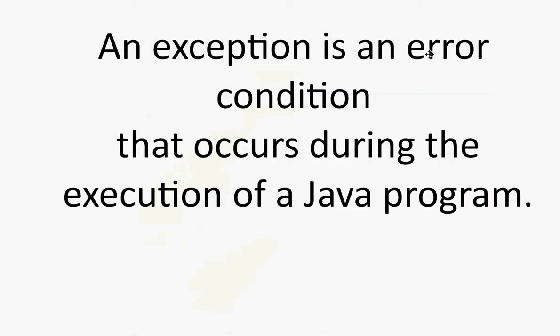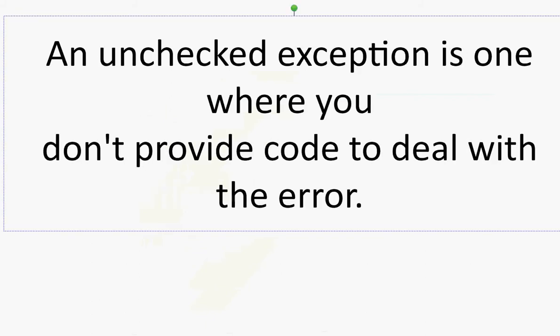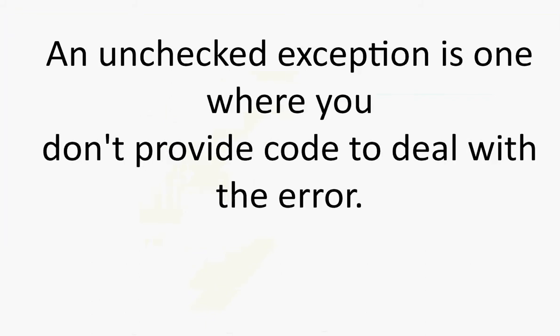So an exception is going to be an error condition that occurs during the execution of a Java program. An unchecked exception is going to be one where you didn't provide code to deal with the error. Exceptions like that are automatically handled, as you just saw, by Java's standard exception handling methods. They terminate the execution, which means you really got to fix your code.